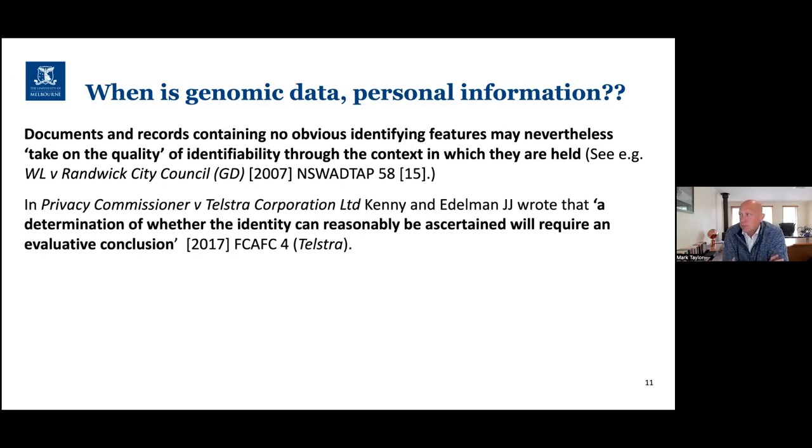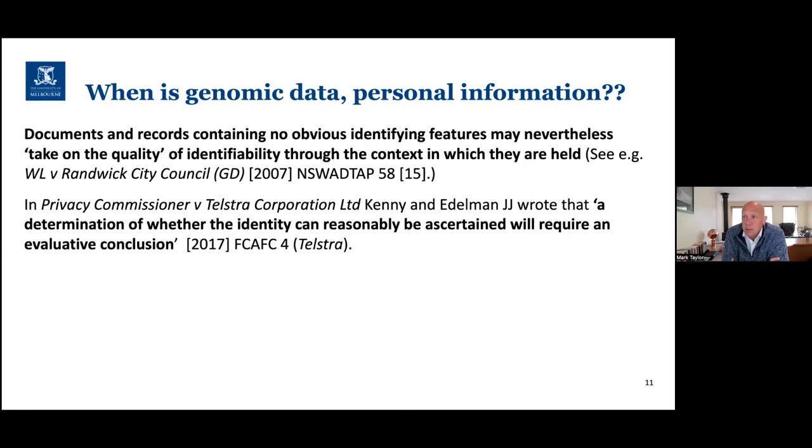In Telstra, it was written that a determination of whether the identity can reasonably be ascertained will require this evaluative conclusion that I mentioned a moment ago. Here we have to look at both the nature and the quality of the data, but also the nature of the circumstances. Who has access to the data? What other information is available to them? What resources do they have? What would be required in order to identify an individual? What kind of time and what kind of costs would that take?